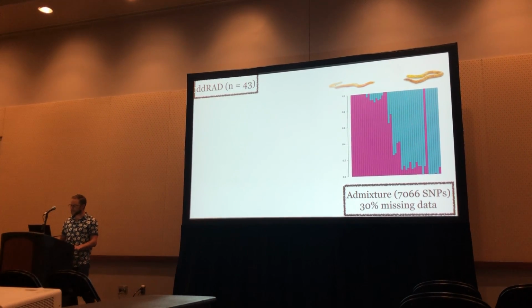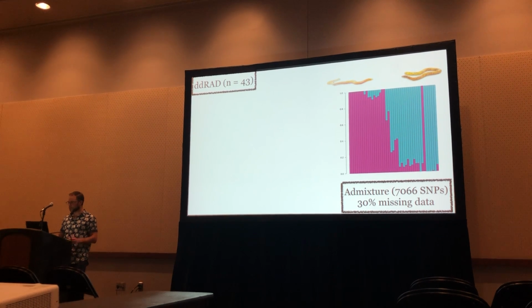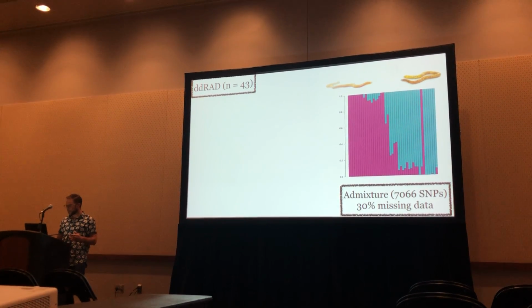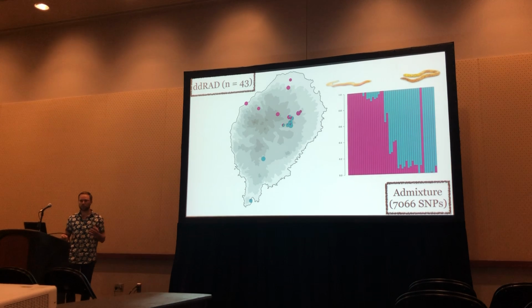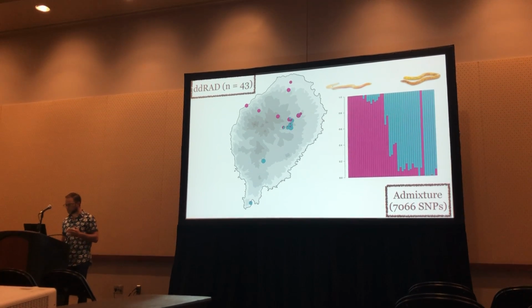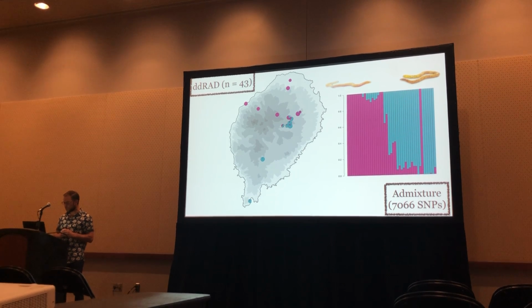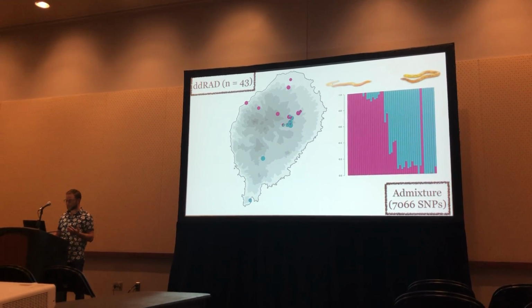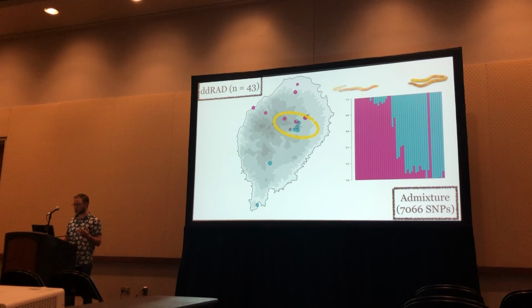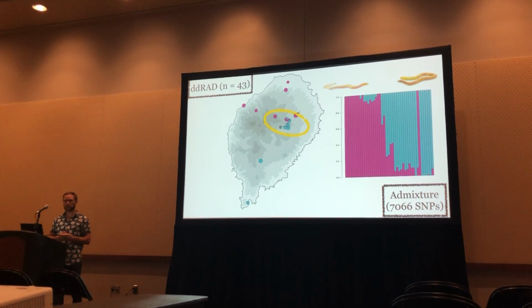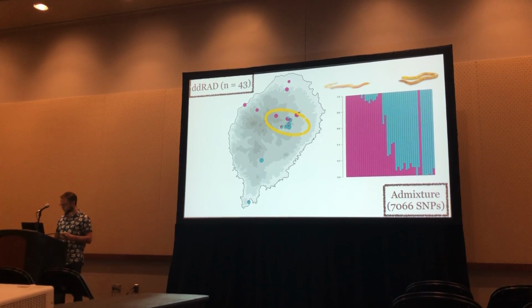And then when we look at the RAD data, I used ADMIXTURE to estimate population structure. And then I sorted my admixture plot from north to south so that we could see where admixed individuals are. And we see that the nuclear data supports the other two data types with this possible admixture zone pretty much in the same spot in the middle of the island.